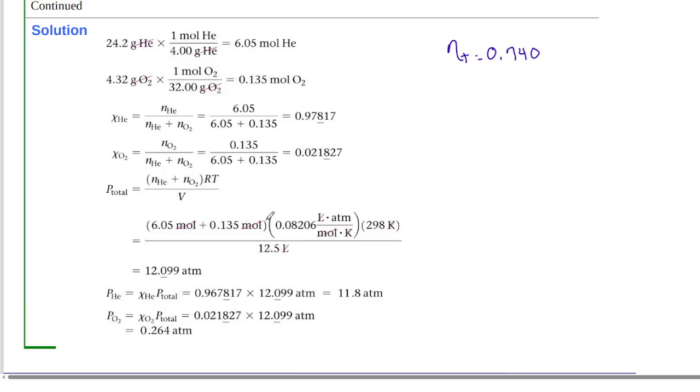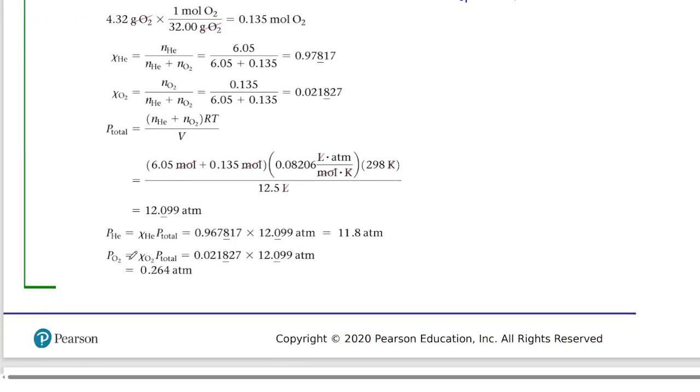Now, the total pressure can be calculated from the total moles times RT over V, which is equal to this number here times R times T divided by V, and we get 12.099 atmospheres. That's the total pressure. And we learned that we can calculate the partial pressure by the mole fraction times the total pressure, which is equal to 0.97817 times 12.099 atmospheres for helium, which gives us 11.8 atmospheres of helium, and a partial pressure of oxygen of the mole fraction of oxygen times the total pressure, which is 0.021827 times 12.099, which gives us 0.264 atmospheres for the partial pressure of oxygen.